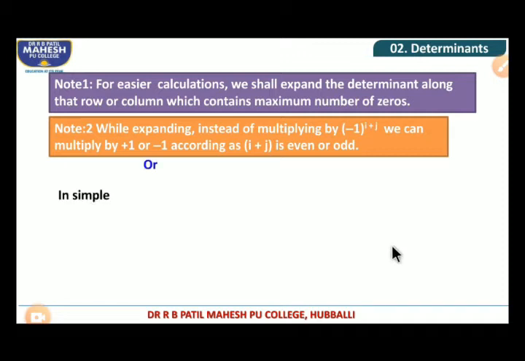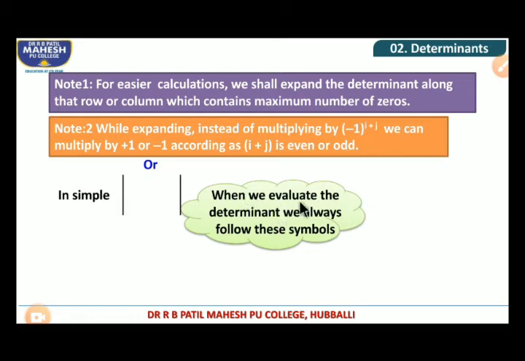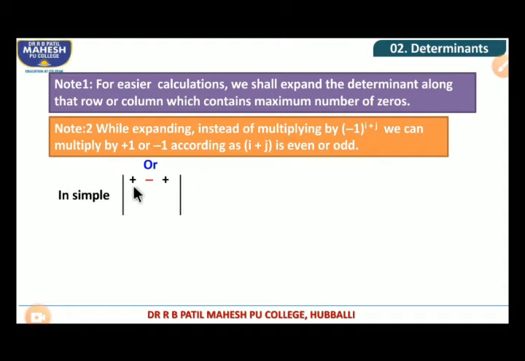Or in a simple way we can take the signs for all those elements in the determinant. When we evaluate the determinant, we always follow these symbols. For the first row we have the symbols plus, minus, plus. For the second row minus, plus, minus, and the third row plus, minus, plus. So these are the corresponding signs for the elements which we have to consider instead of using the power i plus j for minus 1. So we can use these symbols for the calculations.